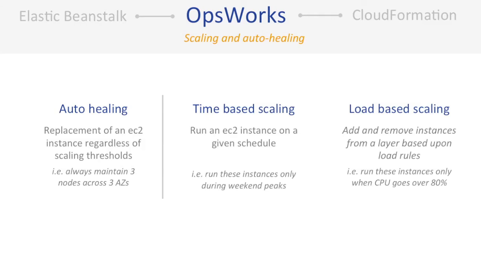Then there are 2 different types of scaling that you can apply to instances under OpsWorks. The first is time-based scaling for an instance. This would run an EC2 instance on a given schedule, similar to setting up auto-scaling in AWS with a schedule where you can turn instances on and off at given times of the day. Versus load-based scaling, which will add or remove instances from a layer based upon some load rules, such as when CPU goes over 80%. Again, this is similar to a policy using CloudWatch to drive auto-scaling in classic EC2 or Beanstalk.